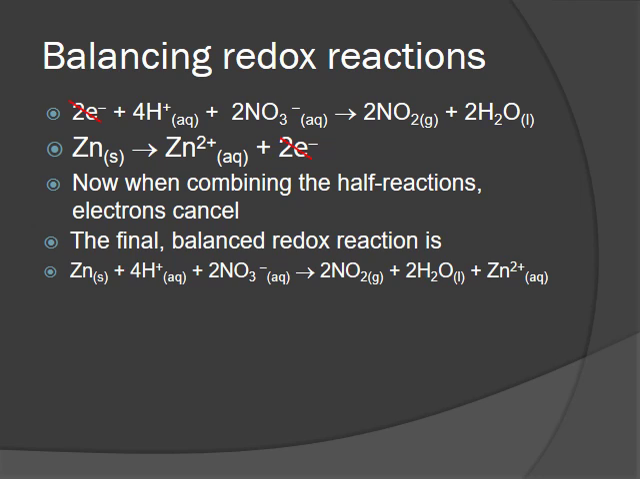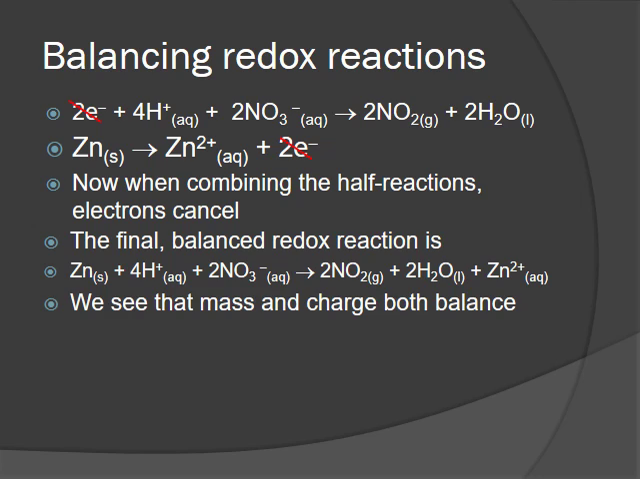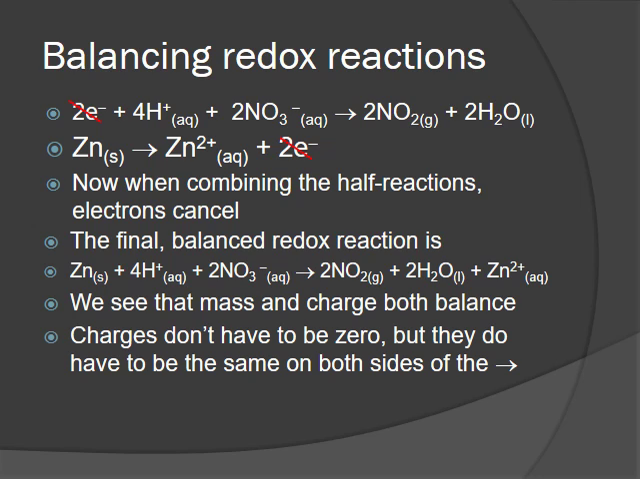We've got the same number of atoms on both sides. We've got the same charge on both sides. Notice we have 4H+ and 2 nitrates, giving us a net +2 on the left and a net +2 charge on the right. Now notice the charges do not have to be 0, but they do have to be the same on both sides of the arrow.